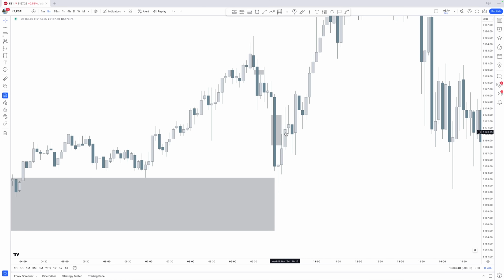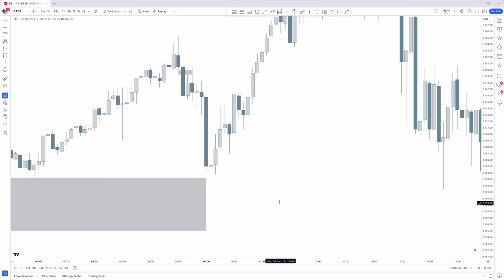But is this 5-minute fair value gap in context right now? No. Why not? It's running into a 4-hour bullish fair value gap. Which one is stronger? The 4-hour fair value gap. So it's much more likely that the 4-hour fair value gap right there will actually push price higher instead of this 5-minute fair value gap pushing price lower.